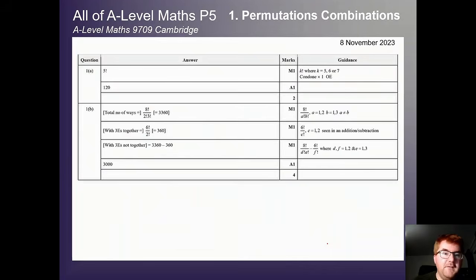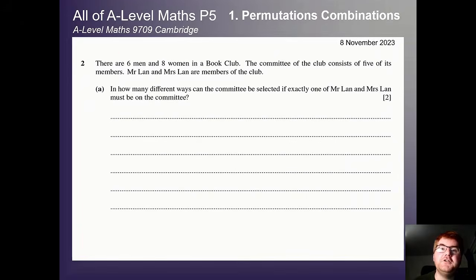Perfect. So you can have a look at the mark scheme here. Again, it's not very helpful. I find this video in particular is going to be really helpful for you understanding where this number 3,000, where this number 120 actually comes from. Okay, on to question 2 here. So this is a different style of question.